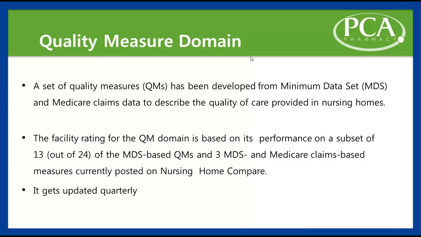For the claims piece, the MDS and Medicare claims piece, they do use a full year of data rather than breaking it out by quarter. The MDS-based quality measures are updated on the Nursing Home Compare website quarterly, and the Nursing Home Quality Measure rating is updated at that very same time. It happens around the middle of the month in January, April, July, and October. Claims data is updated every 6 months in April and October.